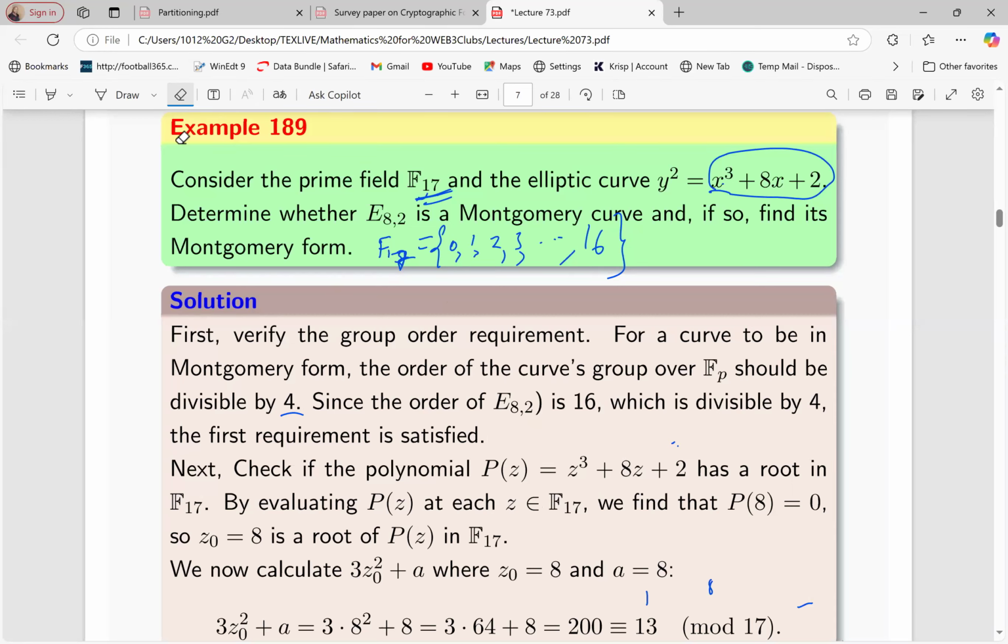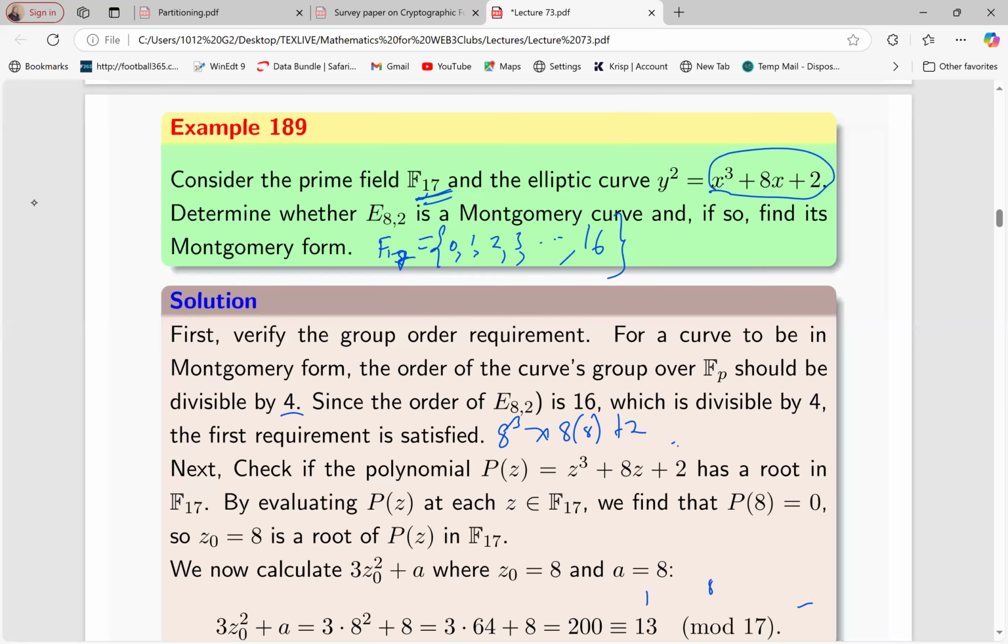8 was a root. So in fact, 8 cubed, 8 times 8 plus 2 was giving me 0. We are doing this mod 17. This was giving me 0.